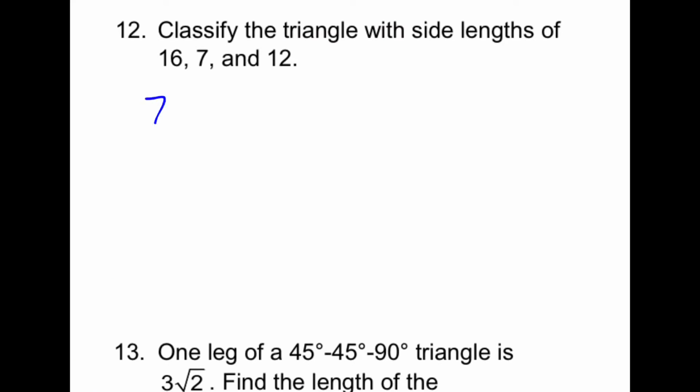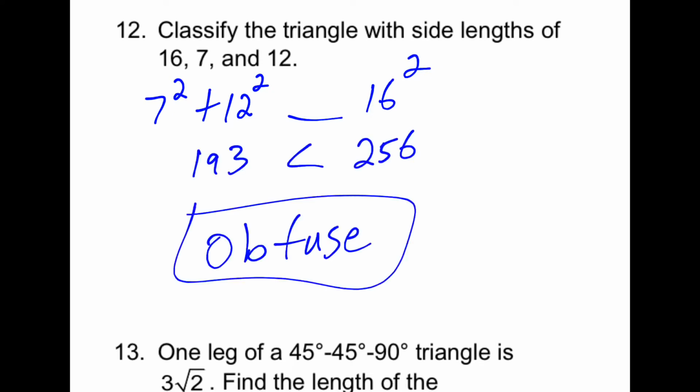For number 12, I'm going to add together the two smallest ones and see how it compares to the largest one, all of those numbers squared. Since 193 is less than 256, this is an obtuse triangle.